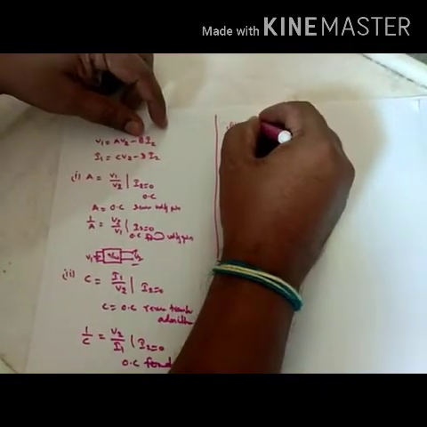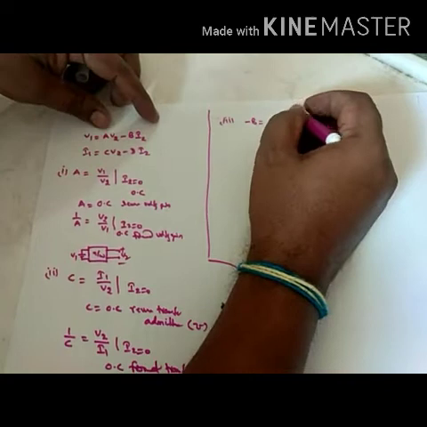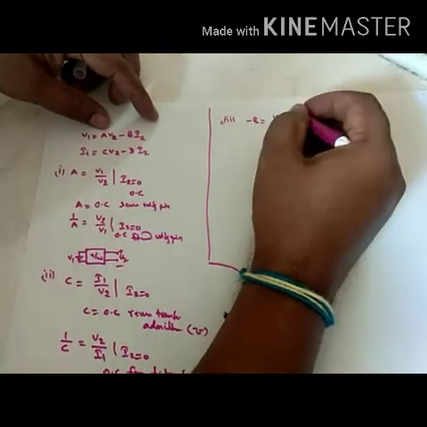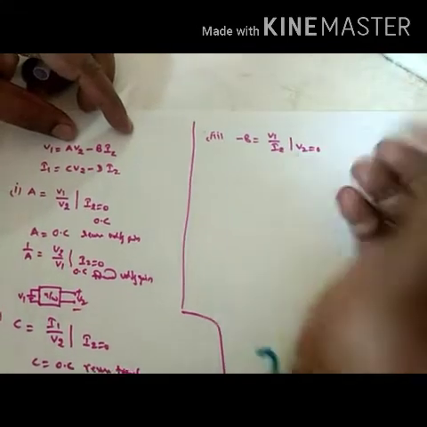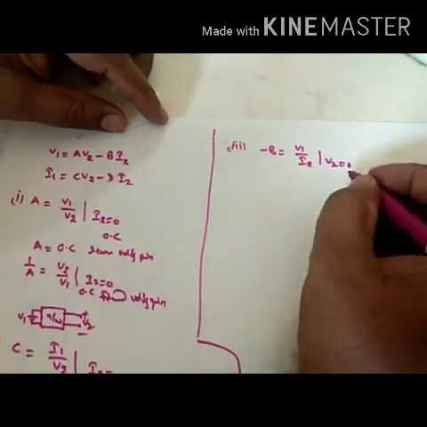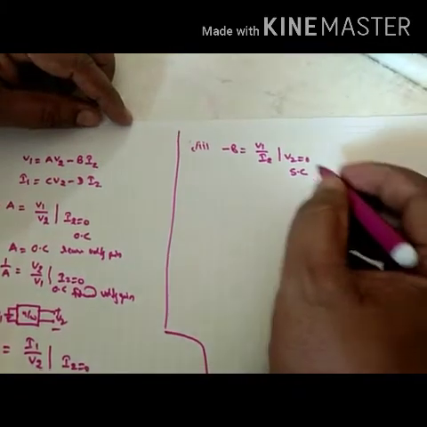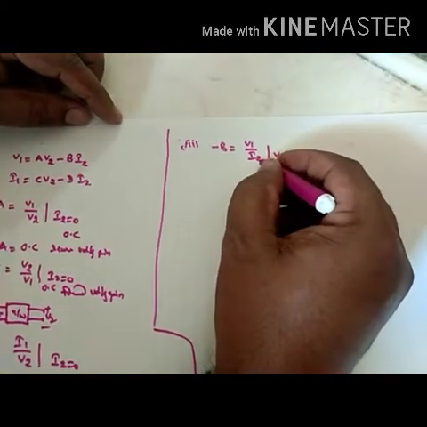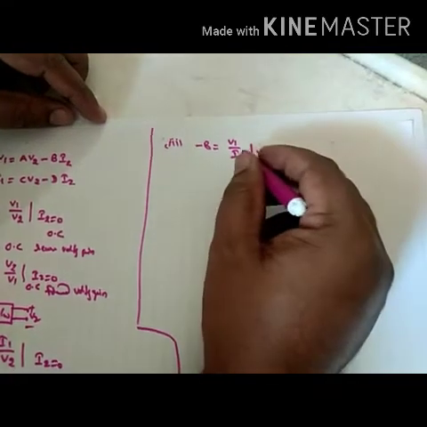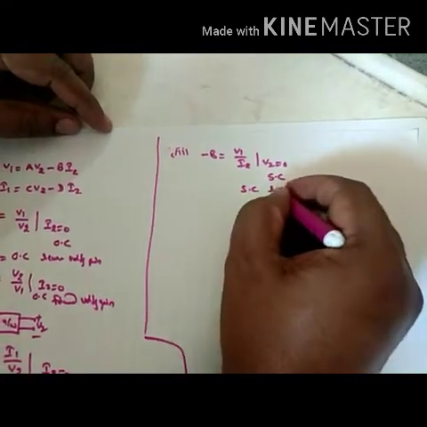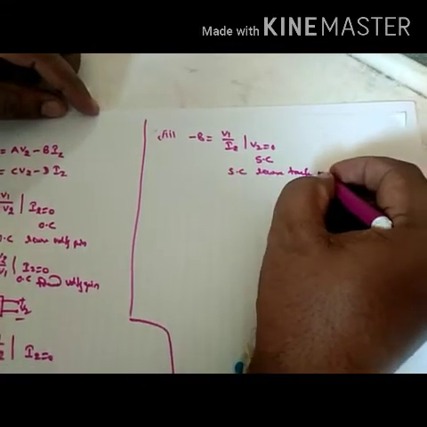Now coming to the third, B. Here B means minus B is equal to V1 by I2 when V2 is equal to 0. When V2 is equal to 0 means short circuit. Okay, V by I. So short circuit, reverse input by output current, reverse transfer impedance.